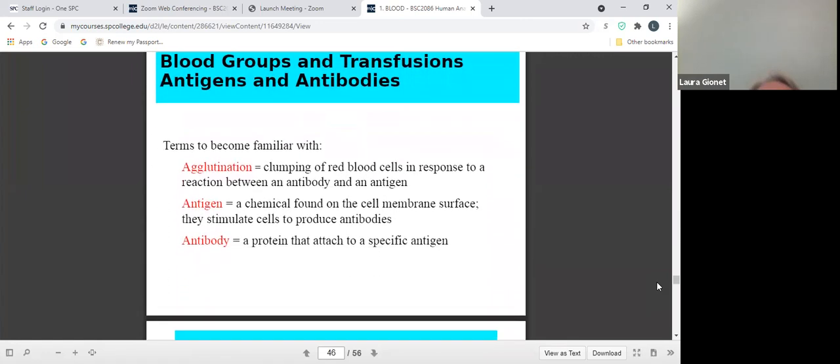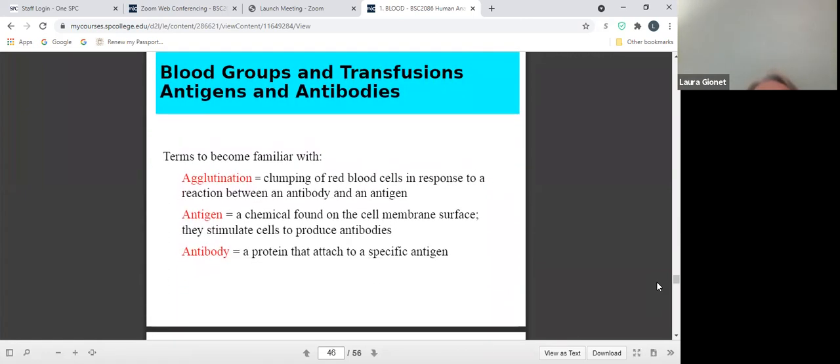All right, then we come to blood groups and transfusions, antigens and antibodies. So this is our blood typing information that we need. And then we're about done with this chapter. So terms to be familiar with: agglutination. Agglutination is the clumping of red blood cells in response to a reaction between an antibody and an antigen. So it's that clumping, kind of clotting, a granular looking reaction in blood.